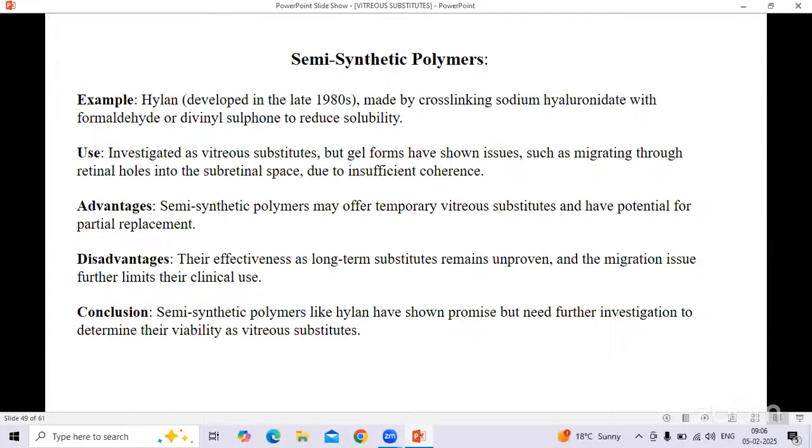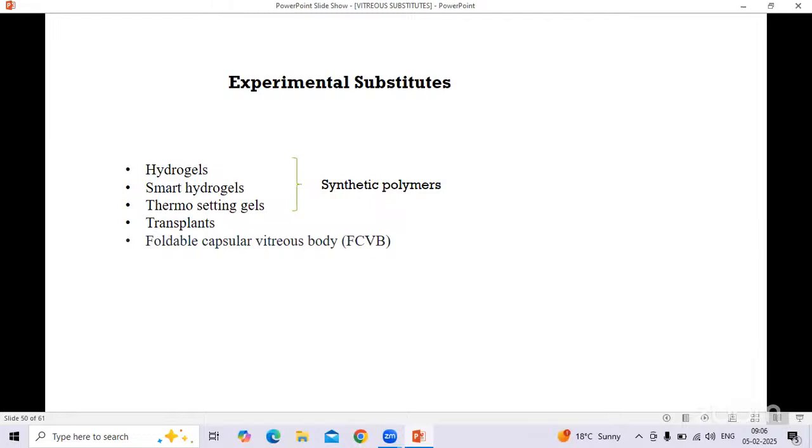Disadvantages are that their effectiveness as long-term substitutes remains unproven, and migration issues further limit their clinical use. So semi-synthetic polymers like Hyaline have shown some promise, but further investigation is still needed. So now we have some experimental substitutes.